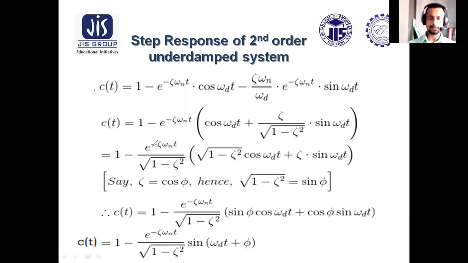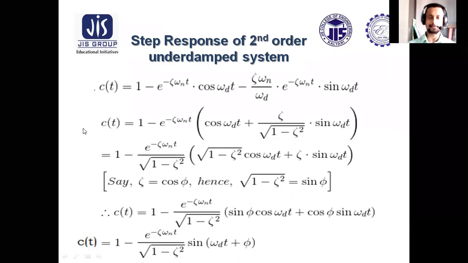So C(t) equals 1 minus e to the power minus zeta omega n t by under root 1 minus zeta square into sin phi. This term is sin phi. So this term can be replaced by sin phi cos omega d t plus cos phi. This zeta can be replaced by cos phi into sin omega d t. So finally we get this as the expression of the output of a second order underdamped system subjected to unit step input. Okay, so this is the expression.